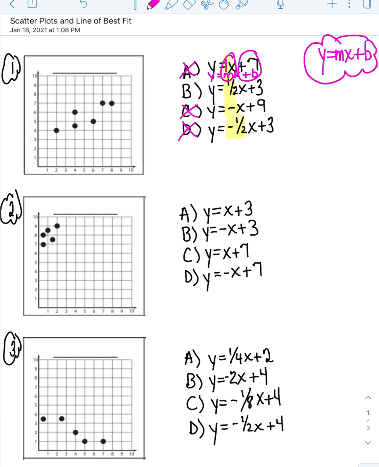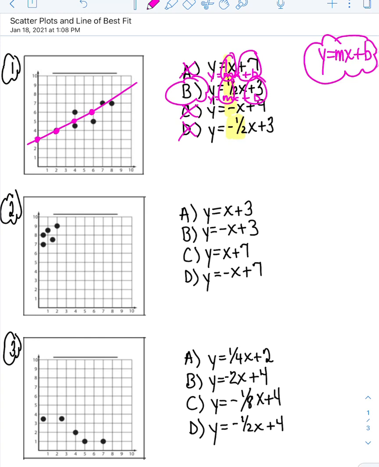Let's test B. So again, y equals mx plus b, if you need that. I'm going to start with my 3, which is my y-intercept. And then my slope, or rise over run, is 1/2. So that means I rise 1, run 2. Rise 1, run 2. And those fall right in line with the scatter plots. So that is going to be the equation of the best fit line.